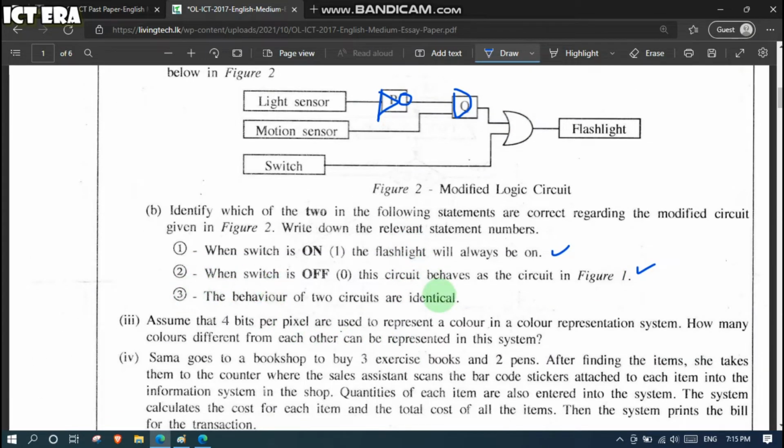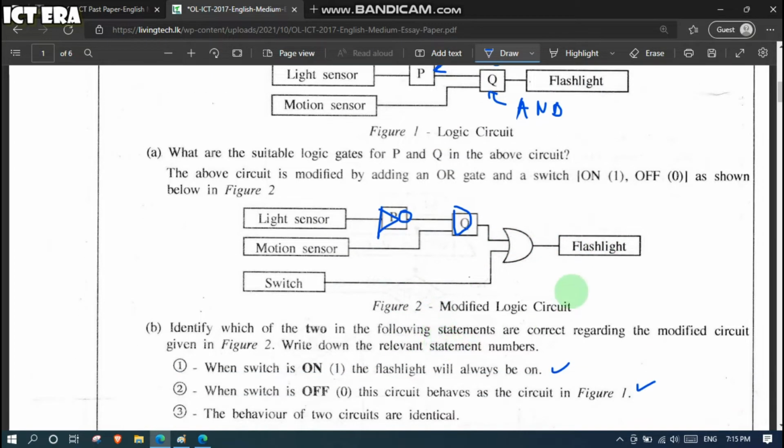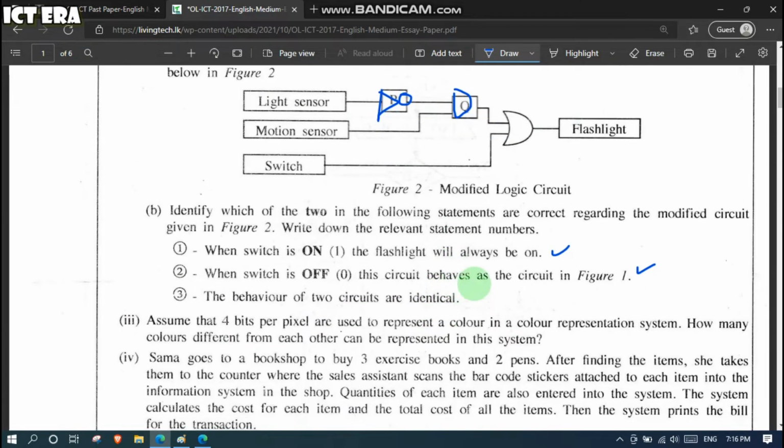And here the behavior of two circuits are identical. No, it's not identical. It's non-identical, because here there is a switch, but in here there is not a switch. Therefore, if the switch is on, the flashlight will be on, but in here, as there wasn't a switch, these two conditions should be satisfied. So this is non-identical. So the two statements that are accepted are 1 and 2.